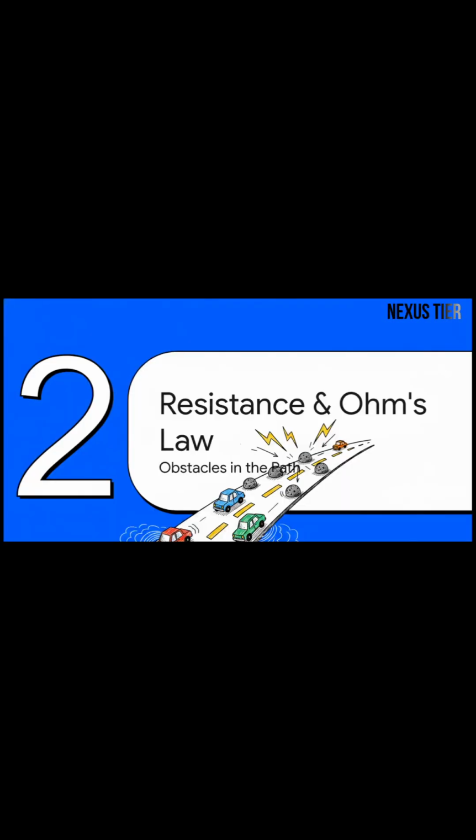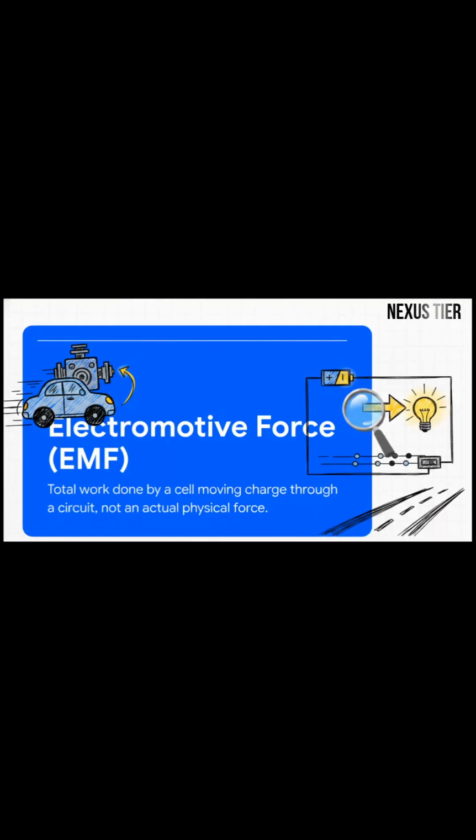That brings us to section 2, resistance and Ohm's law. Because as you might guess, our electrons do not get a free ride. They face obstacles. First things first, we need something to actually push the charge. You'll often hear the term electromotive force, or EMF, but actually, scratch that, it's a historical misnomer. It is not a physical force measured in newtons. It's really the total work done or the energy supplied by a cell, like a battery, to move a charge completely through a circuit. It acts just like a car engine pushing a vehicle onto a highway, fighting against the friction of the road.